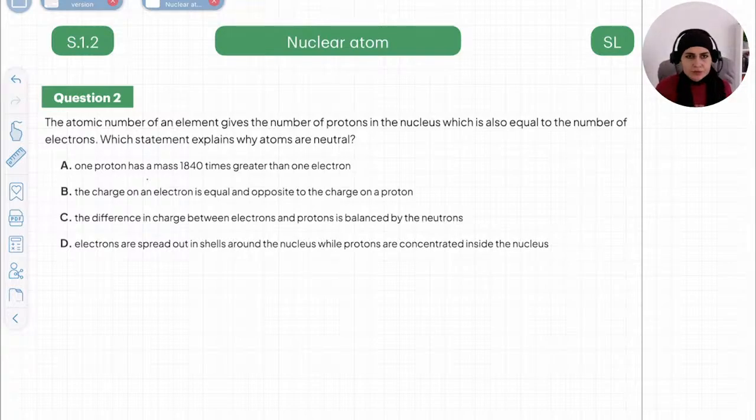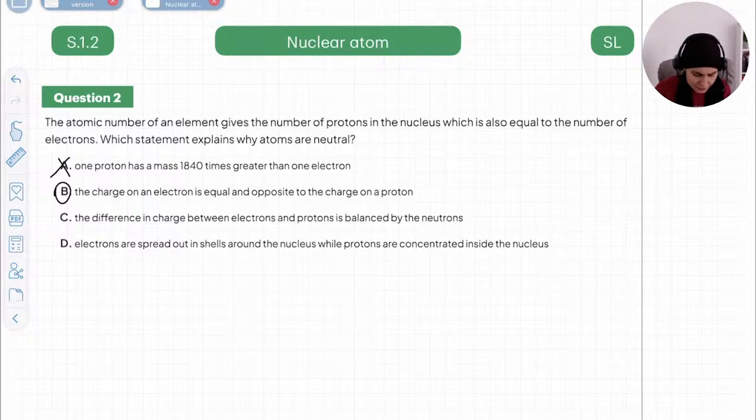A: one proton has a mass 1,840 times greater than one electron. That's a correct statement, but it doesn't explain why atoms are neutral, right? So when we talk about neutrality, we talk about charges. The charge on an electron is equal and opposite to the charge on the proton. That's correct, and that explains the neutrality, right? Because if we have an equal number of protons, which are positively charged, and electrons, which are negatively charged, it would mean that protons cancel out all electrons, and overall there is no charge.